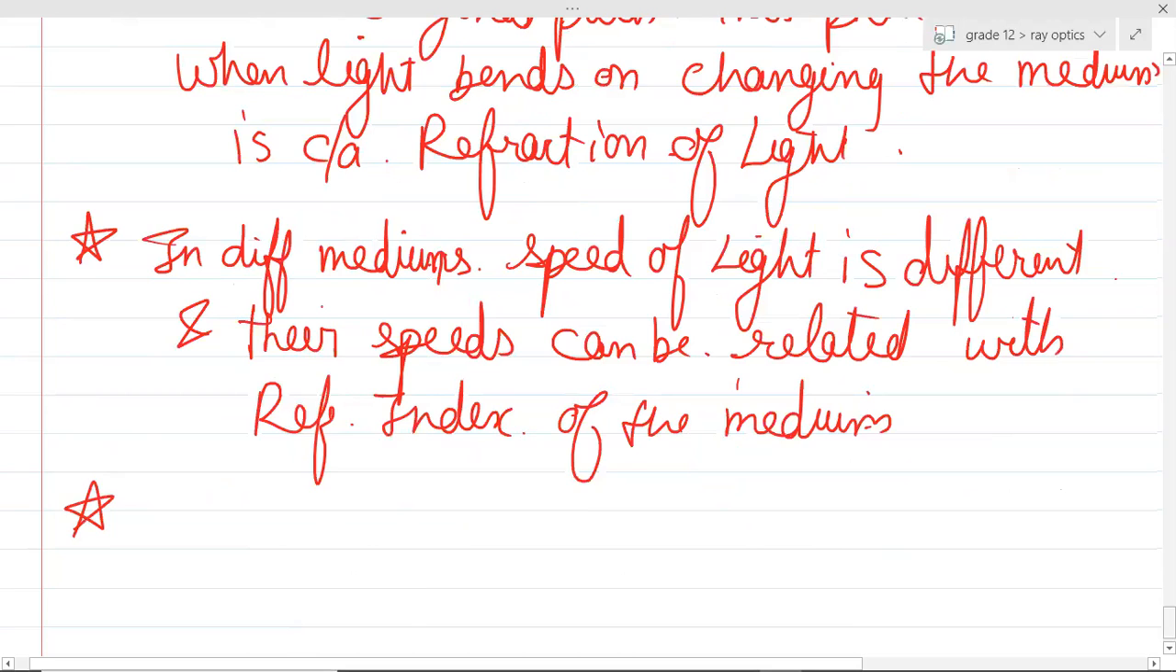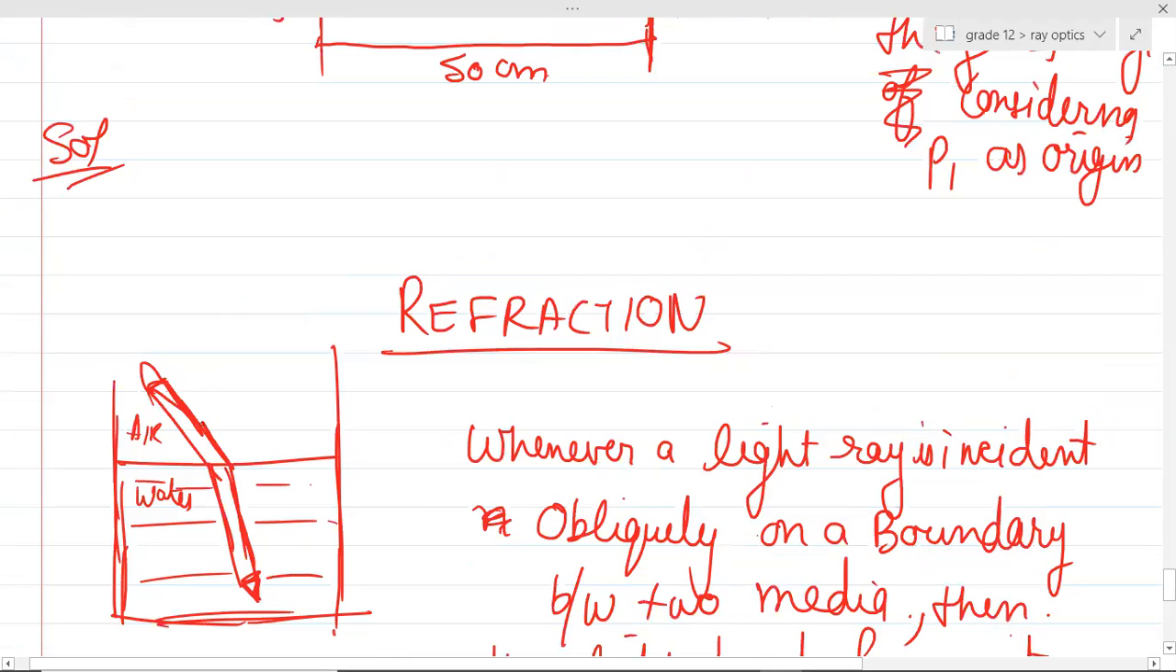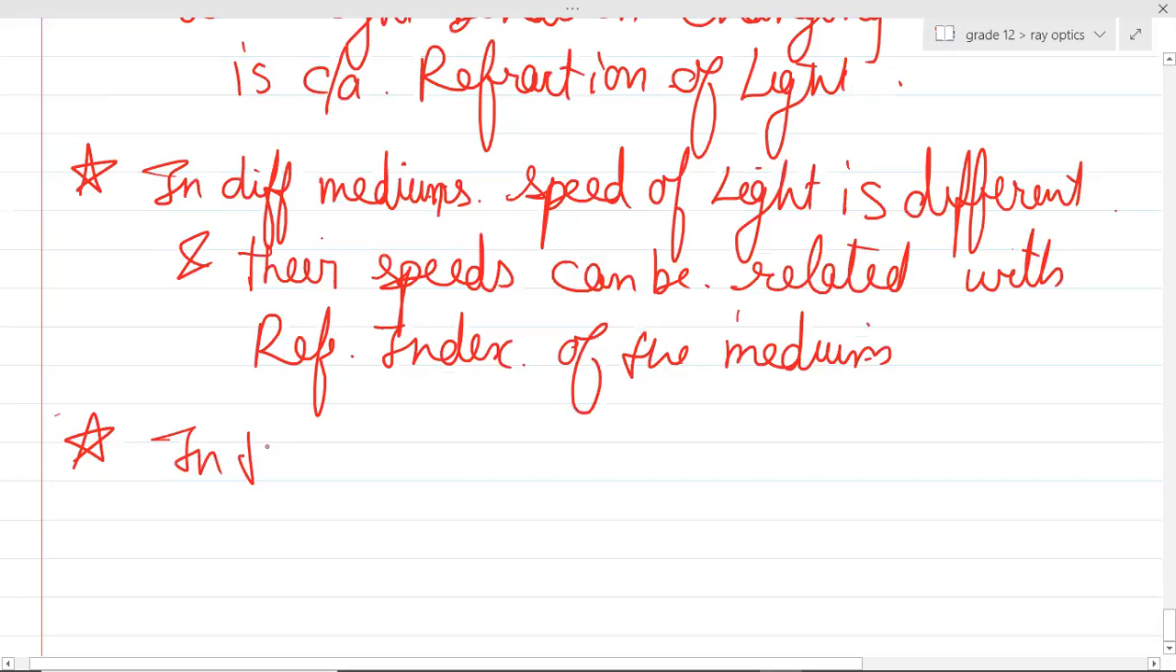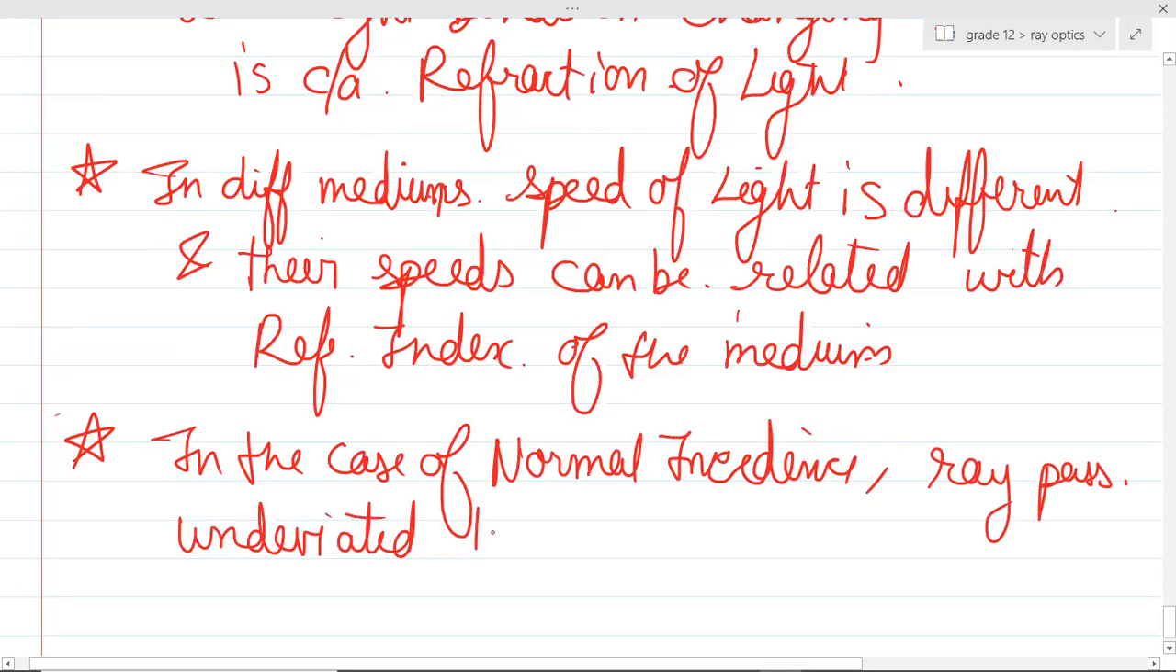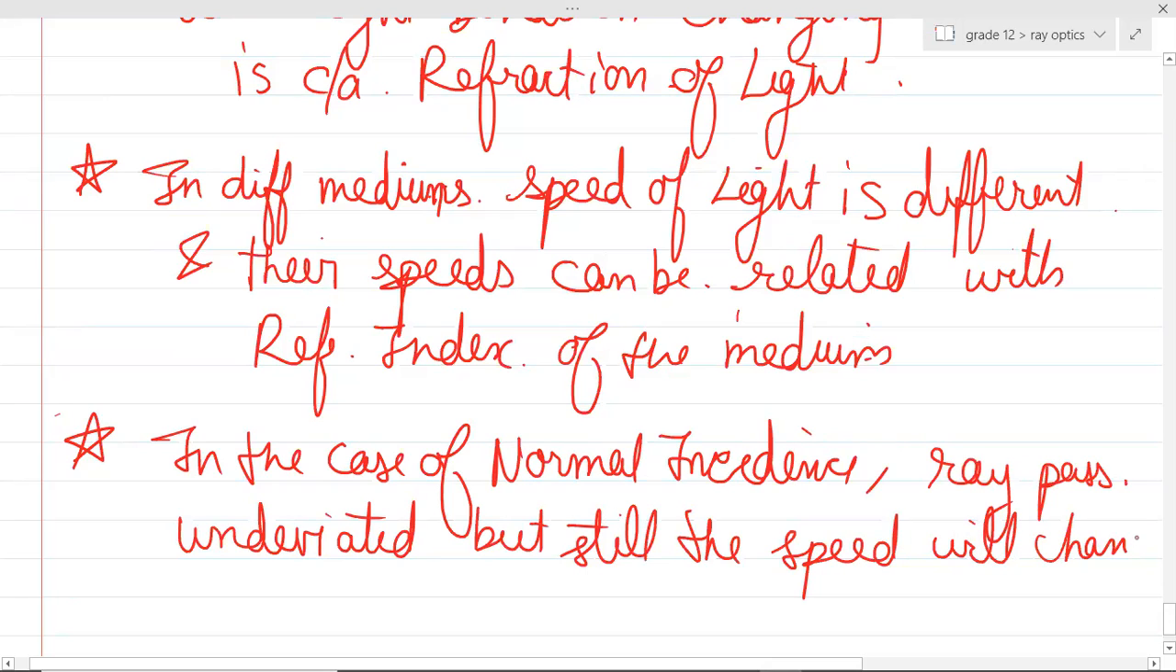Also, tell me this, this bending phenomenon will be shown only when the light is incident obliquely, right? What will happen in the case of normal incidence? Will the speed change? In the case of normal incidence, the light ray passes undeviated. The bending won't be visible, but still the speed will change. Yes or no?